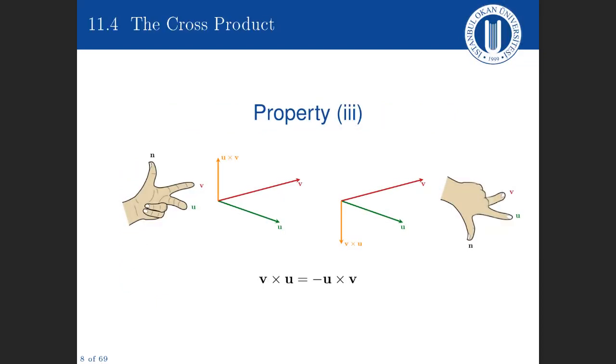Let's go back to property 3. Property 3 said that V cross U was equal to minus U cross V. Remember, we decide the direction of the cross product of a vector using our left hand. If I'm using the left picture, if I'm going to do U cross V, I put my second finger in the direction U, I turn my hand so that the first finger points in the direction V, and then my thumb tells me that U cross V must point upwards.